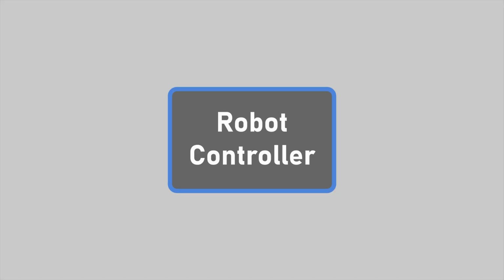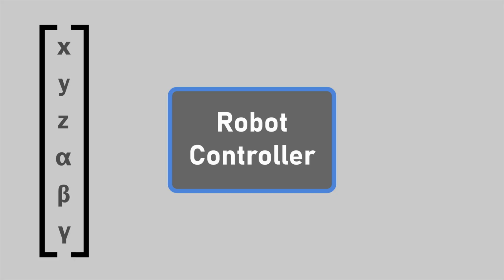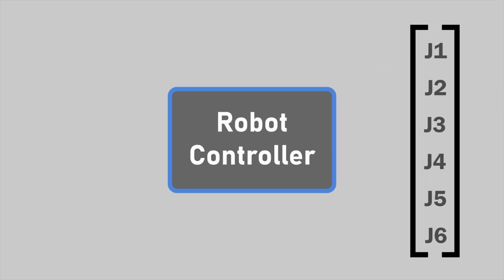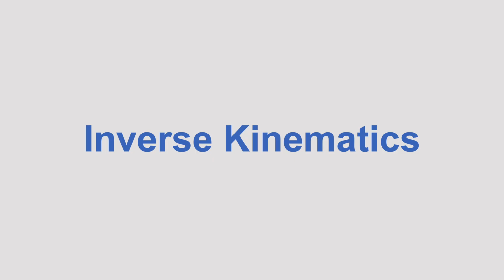To start designing our robot, let's take a moment to understand how the robot's controller works. It takes a point and orientation in Cartesian space as an input, and then it performs some calculations based on this input. After the calculations, it outputs the joint angles the robot needs to reach that point. But the question is, how are the joint angles calculated? Here's where inverse kinematics come in.